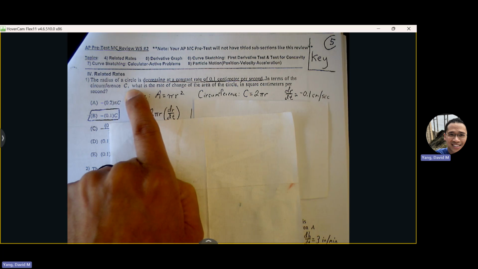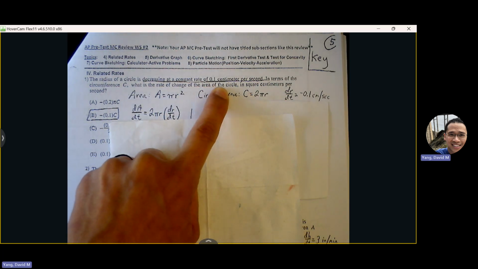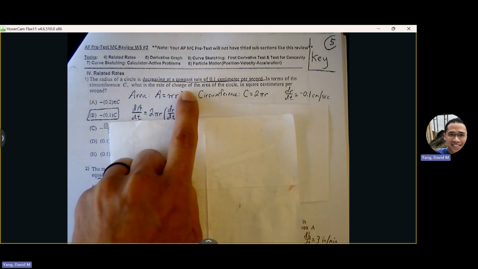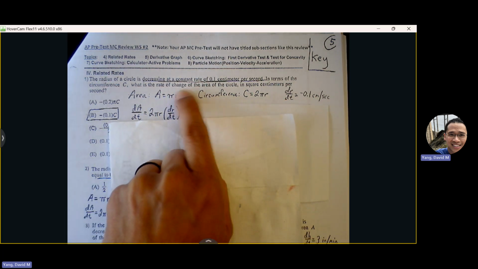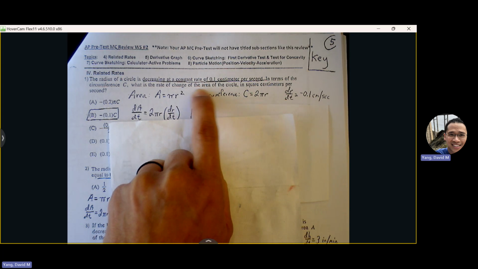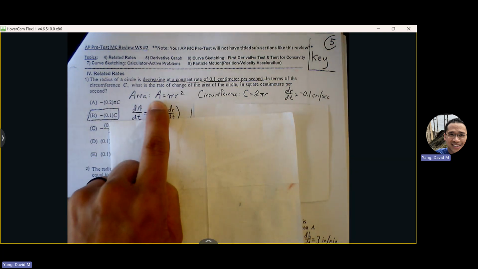It says the radius of a circle is decreasing at a constant rate of 0.1 centimeters per second. In terms of the circumference C, what is the rate of change of the area of the circle in square centimeters per second? So we're looking for the rate of change of the area of the circle. We're looking for dA/dt. We know there's time involved. So let's build out our derivative.